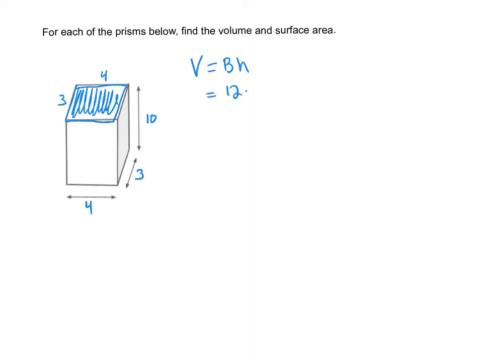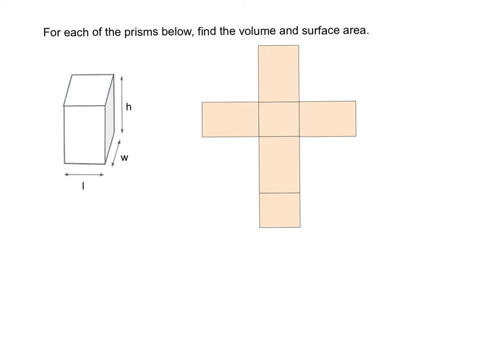The height, again, is the distance between the two bases, so my height is going to be 10. So my volume is going to be 120 units cubed. In this slide, we're going to take a look at the surface area of this prism.